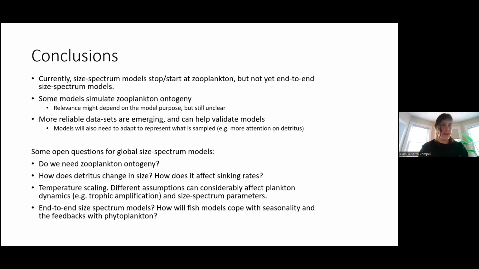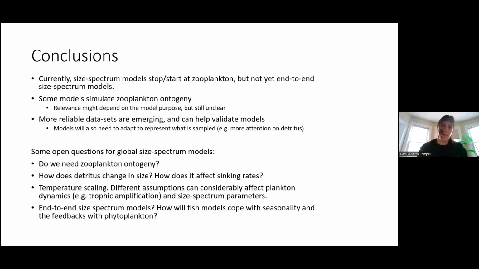So, some conclusions here. I will give some extra final remarks, and then I will open more discussion points. Currently, the size-spectrum models that we have at the global scale either start or stop at zooplankton. And I think some groups are already looking into how to connect these two kinds of models to get from phytoplankton dynamics to fish. Some models have zooplankton ontogeny. It's still unclear to me how relevant it is to do this, but probably it's just case dependent on what you're looking for.